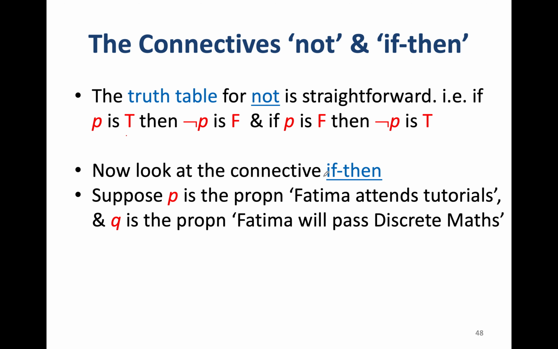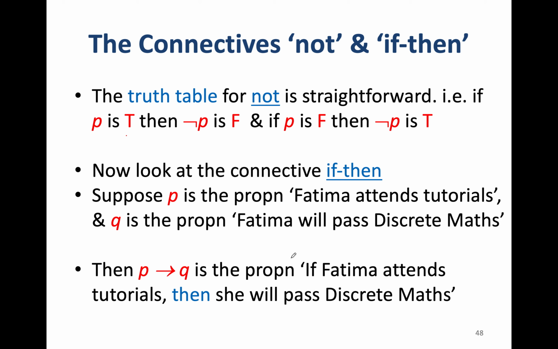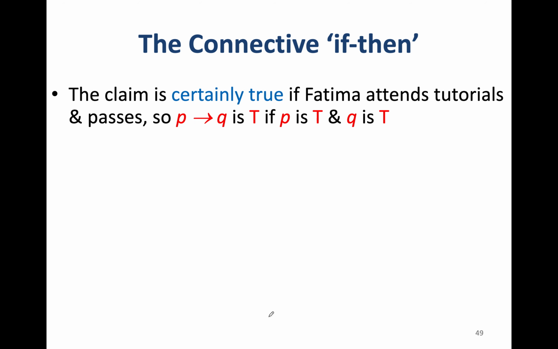For if-then, let's say we've got the proposition P: Fatima attends tutorial, and Q has the proposition: Fatima will pass discrete math. So if we say if P then Q, then if Fatima attends tutorials, then she will pass discrete math. Now from here, the claim is certainly true if Fatima attends the tutorials and passes. So if P then Q is true if P is true and Q is true.